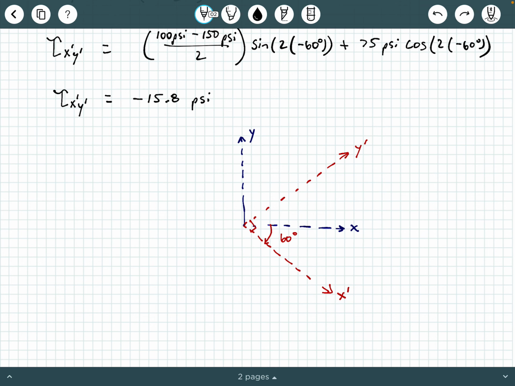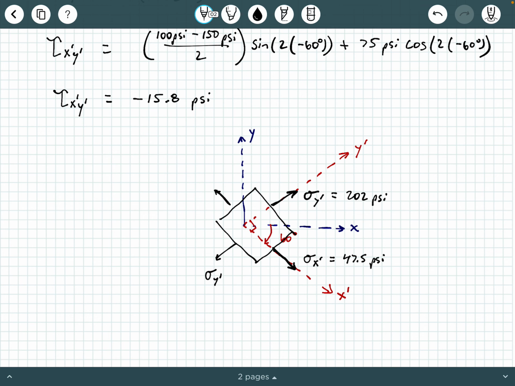So we can sketch on here, let me draw this a little bit better for us, our transformed element. And of course, right here, this is our sigma y prime, which is going to be equal to the 202 psi. And on the opposite side, we still have that sigma y prime. And then in the x prime direction, we calculated a sigma x prime of 47.5 psi. And in a similar fashion, it is on the opposite face. So here's sigma x prime.